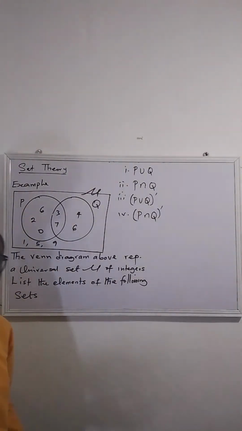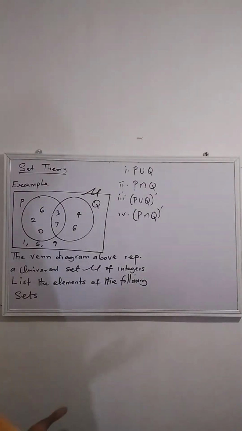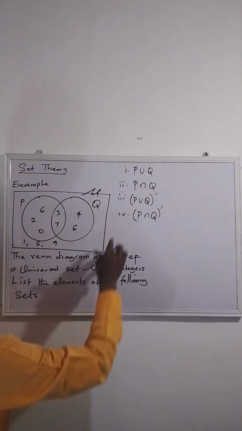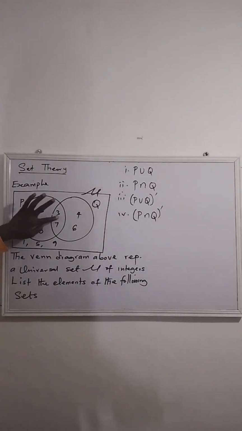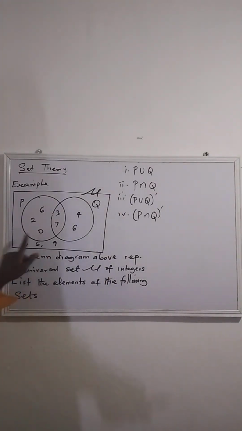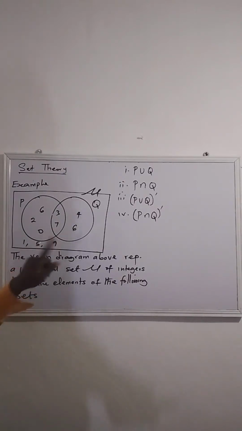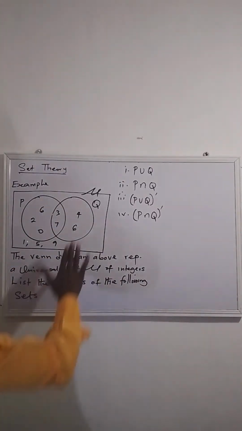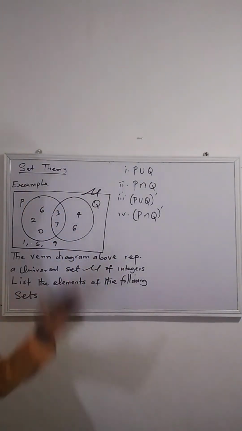Now, suppose you are asked, what are the elements that are in the universal set? I'm asking for the elements that are inside this box. That's what I'm asking for. So they are 1, 2, 3. Okay, I start from 0. Sorry, it's 0, 1, 2, 3, 4, 5, 6, 7, and 9. So these are members of the universal set.